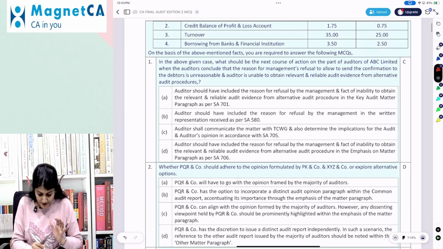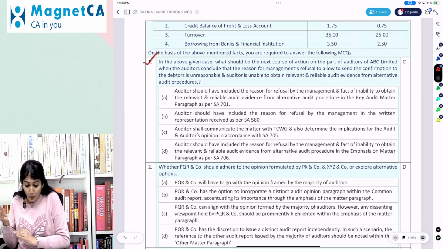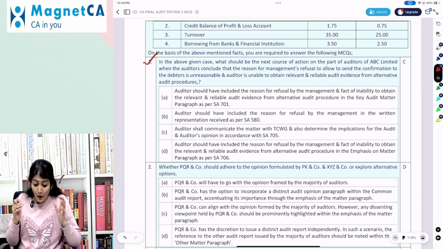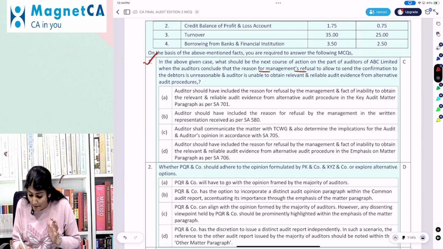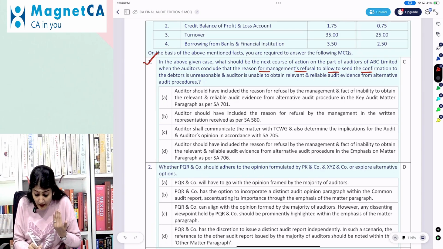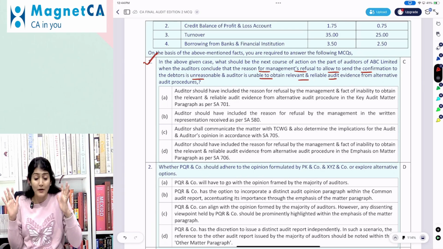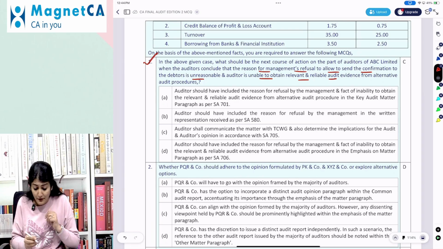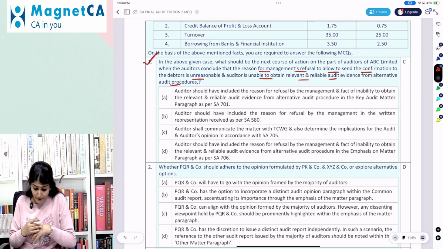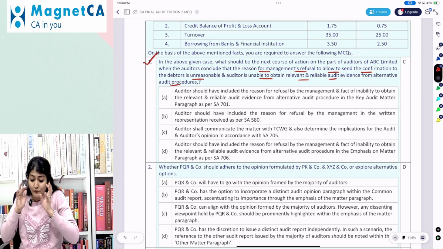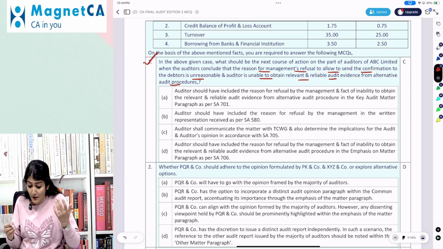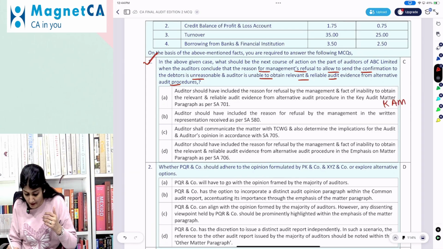And now coming to the first question. In the above given case, what should be the next course of action on the part of the auditors of ABC Limited when the auditor concludes that the reason for management's refusal to allow the auditor to send the confirmation request is unreasonable and the auditor is unable to obtain the relevant reliable evidence from the alternative procedure? Right, so now this constitutes a limitation on scope. So the auditor should have included the reason for refusal by the management and the fact of the inability to obtain the evidence from the alternative procedures in the key audit matter paragraph.